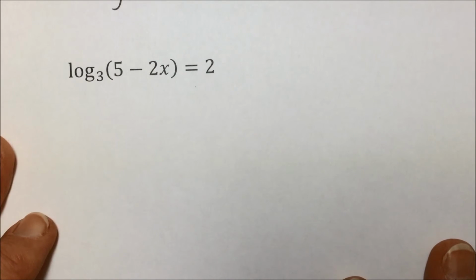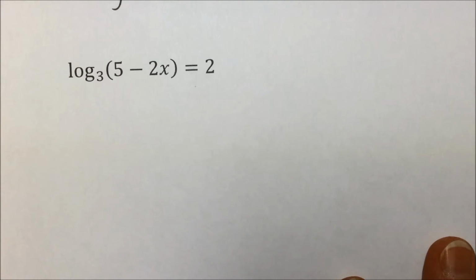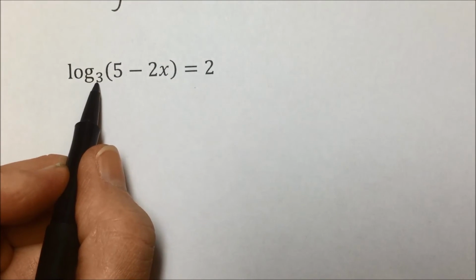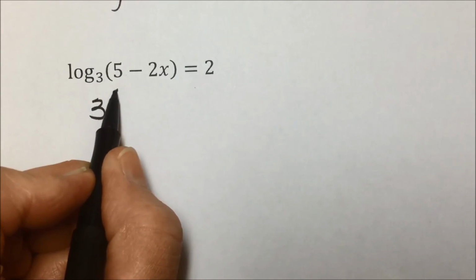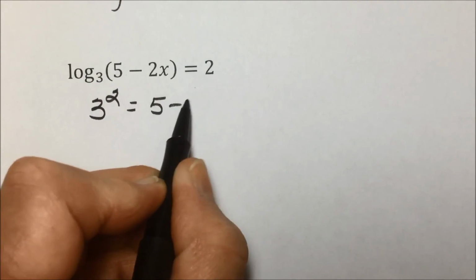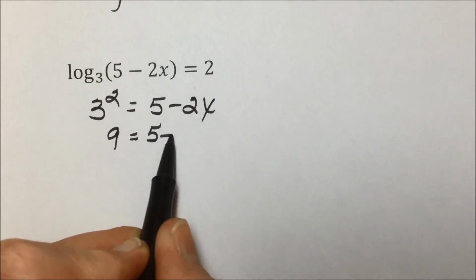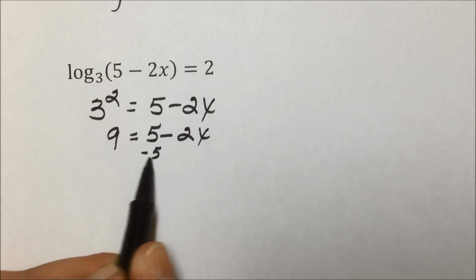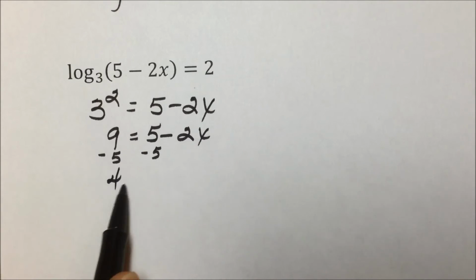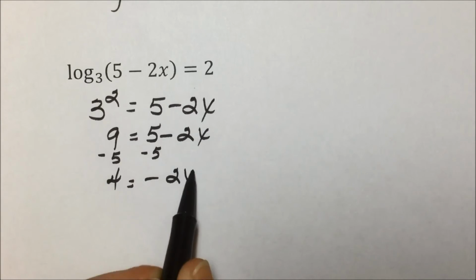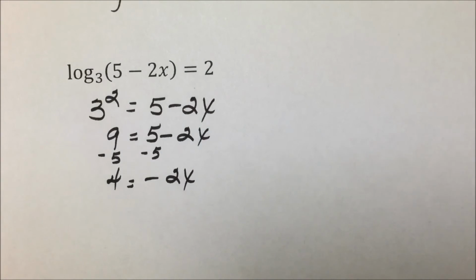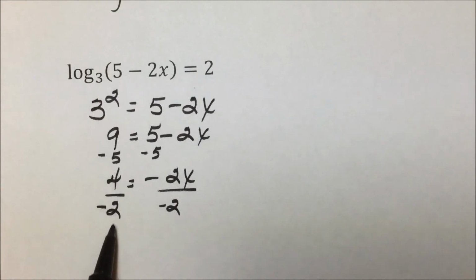In this next one, we're given a logarithmic equation, and we translate it into an exponential equivalent. So we take our base to the second power is equal to the quantity we're taking the log of. 3 to the second is 9. Solving your equation for x, we'll subtract a 5 from each side, leaving a 4 and a negative 2x. Dividing both sides by negative 2 leaves us with a negative 2 is equal to x.